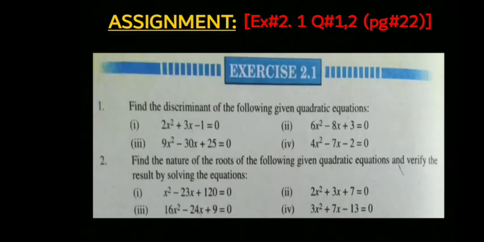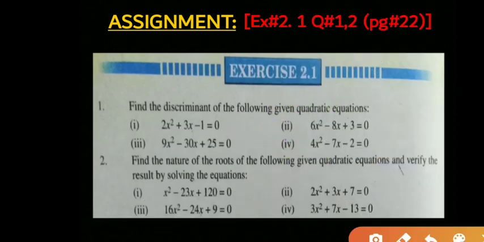Here is your today's assignment, from the book. You will be solving the exercise questions. In the first question you will be finding the discriminant. Which formula is for the discriminant? It's b square minus 4ac. Just apply that formula. In the next question they ask for the nature of roots of quadratic equations. You will find the discriminant, and with the help of the discriminant and the summary chart we have learned today, you will tell the nature of roots, and later verify the result by the quadratic formula also.